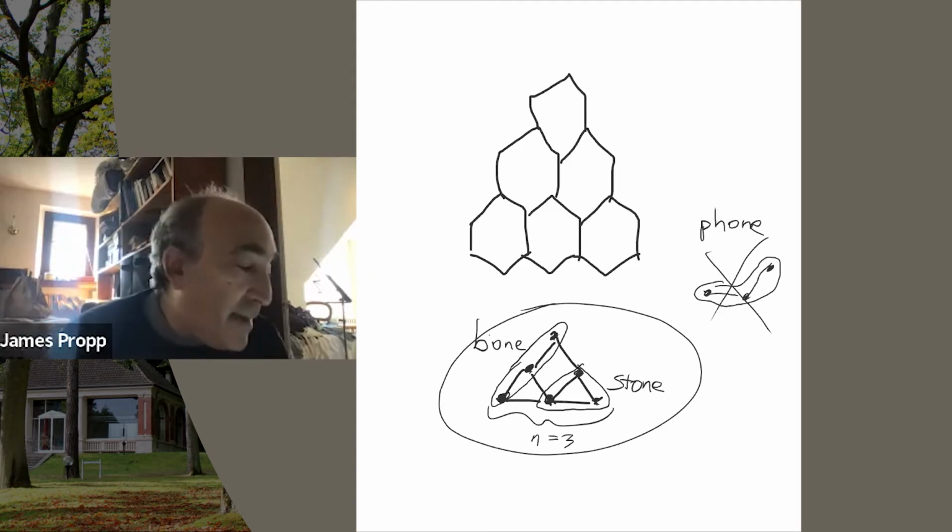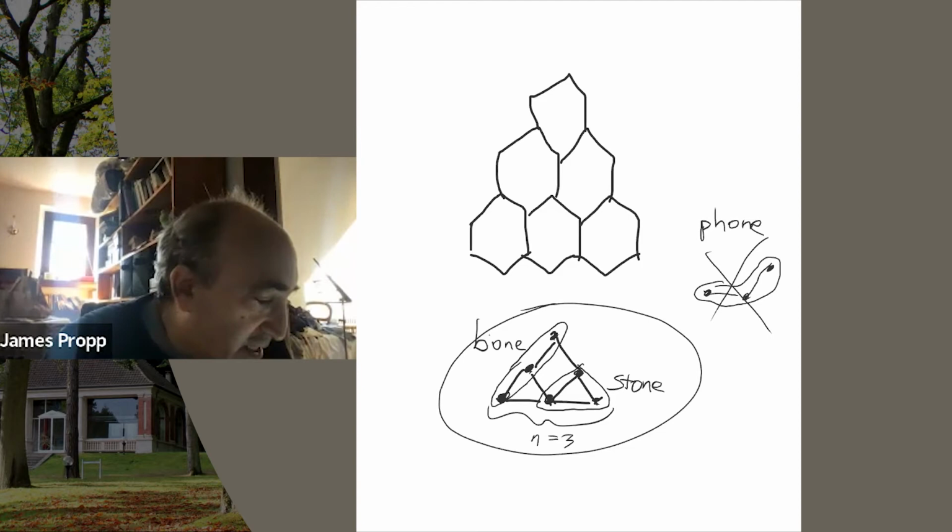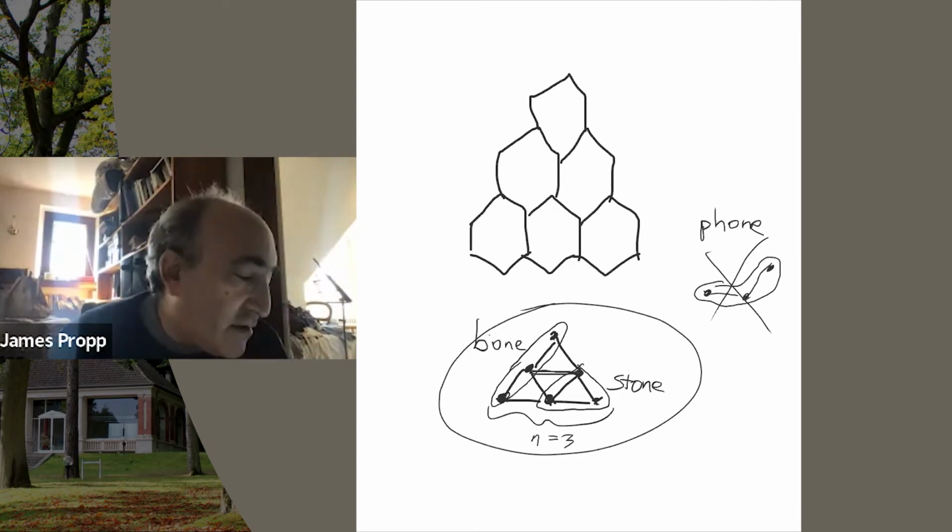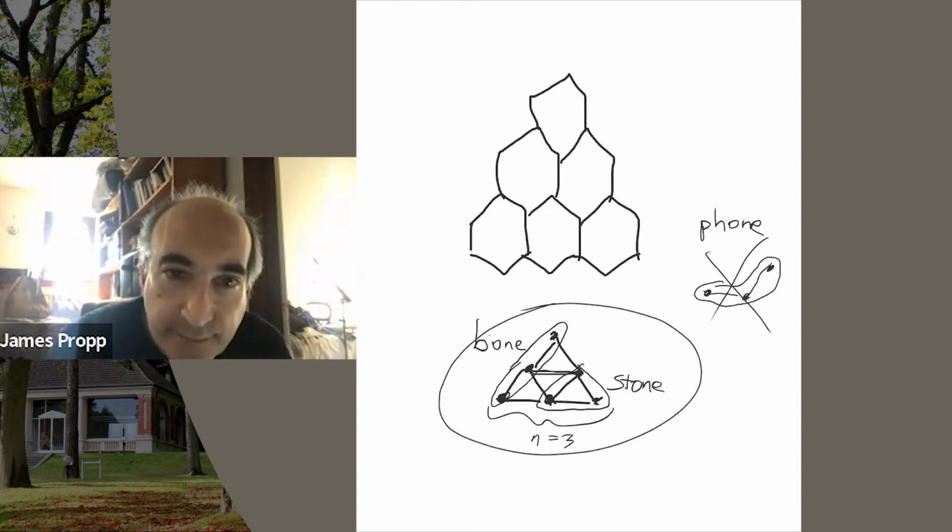Anyway, I'm going to be talking about tilings of various sorts of regions by bones and stones. But then the question becomes, what sort of region should we be looking at? Oh, I made a mistake. The correct graph should have a horizontal edge over here. Okay.